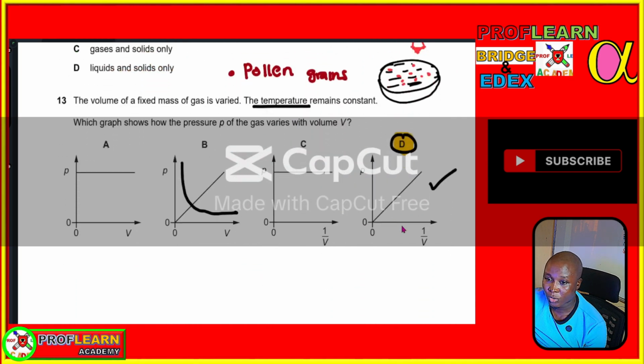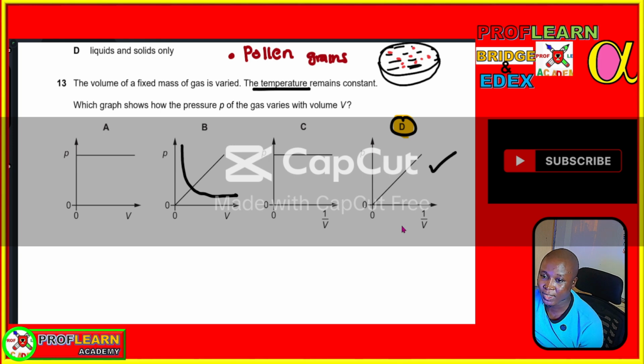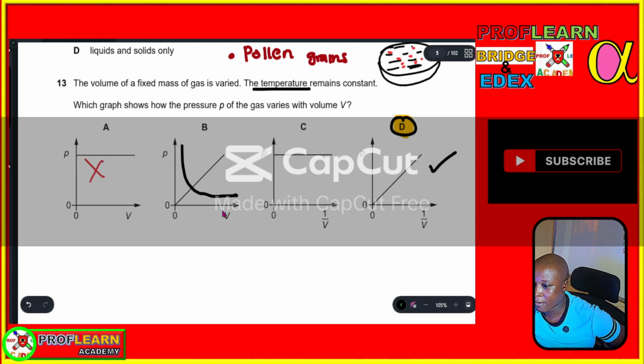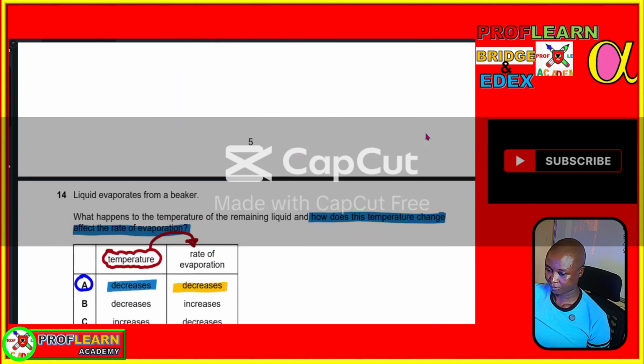Right, so moving to question number 13, we need to understand pressure against volume. If it was pressure against volume like that, it will be a graph that looks like this. So this one's not correct, this one's not correct. Then P against 1 over V will be a straight line like that. So the correct answer is going to be D there.